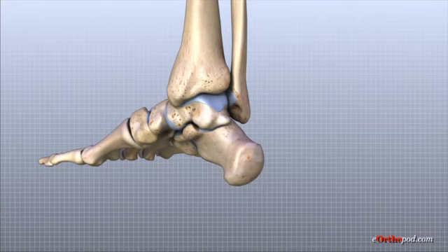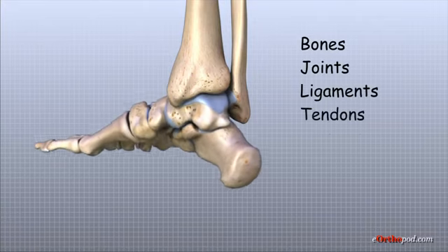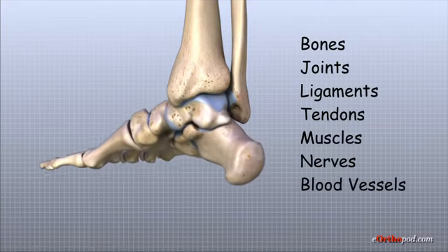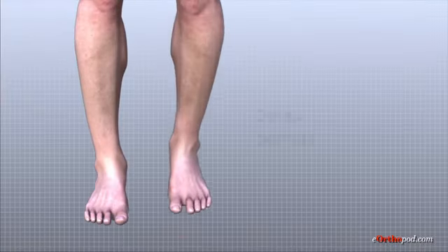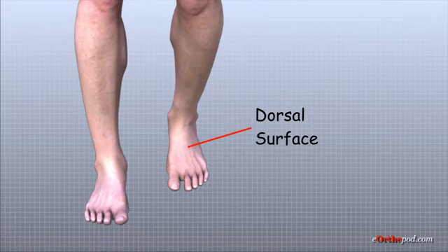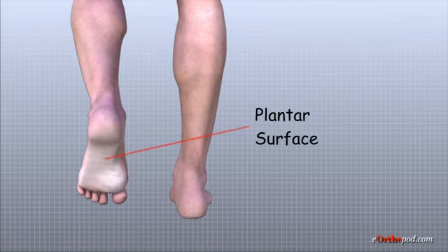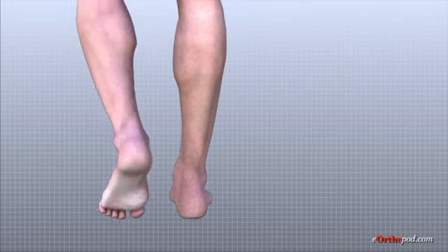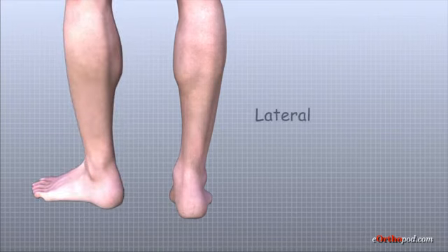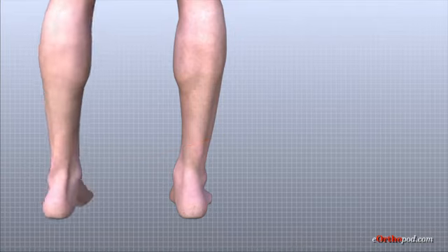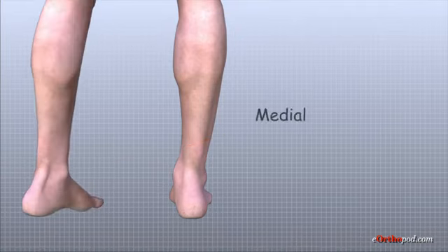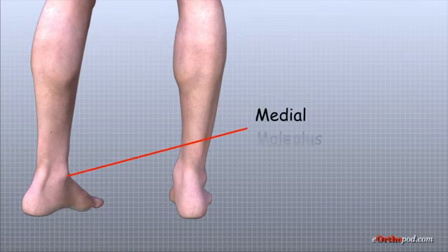The important structures of the ankle include bones, joints, ligaments, tendons, muscles, nerves, and blood vessels. The top of the foot is referred to as the dorsal surface. The sole of the foot is the plantar surface. The outside of the ankle is referred to as the lateral side. The bony bump on the lateral side is called the lateral malleolus. The inside of the ankle is referred to as the medial side. The bony bump on the medial side is called the medial malleolus.